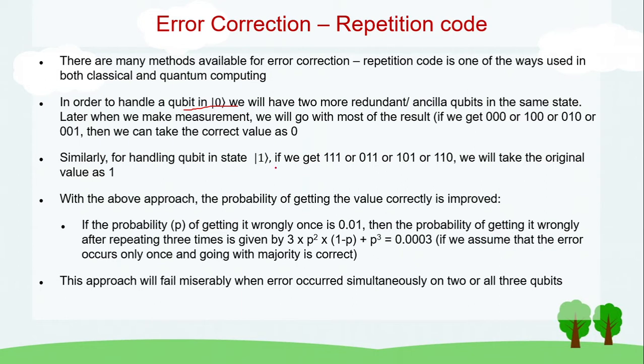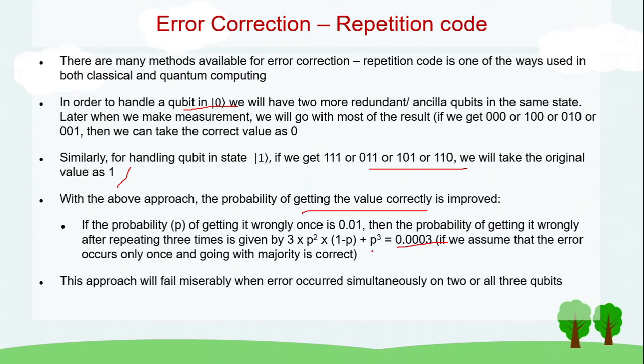Similarly, for handling a qubit in state 1, if you get 111, no error. And for any of these three outputs, we can say the value is 1. So with that, what are we going to achieve? The probability of getting the correct value is increased. For example, if the probability of getting it wrong once is 0.01, then the probability of getting it wrong with the 3 qubits is given by this equation, and the value of that is 0.0003. So we are able to improve the accuracy of the result.